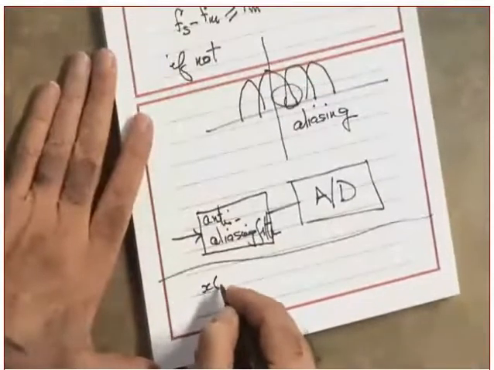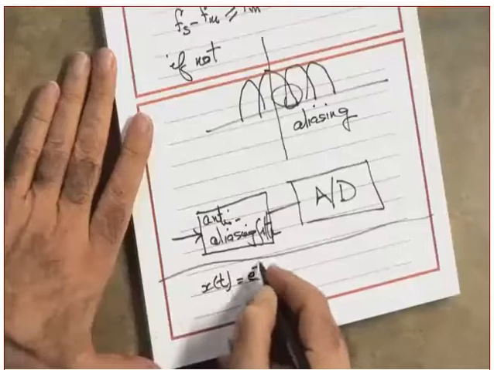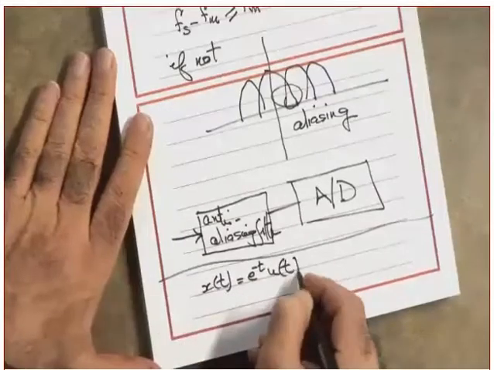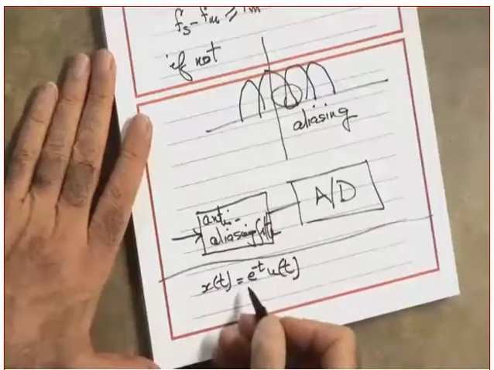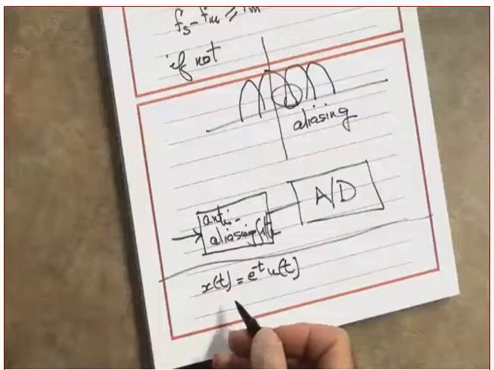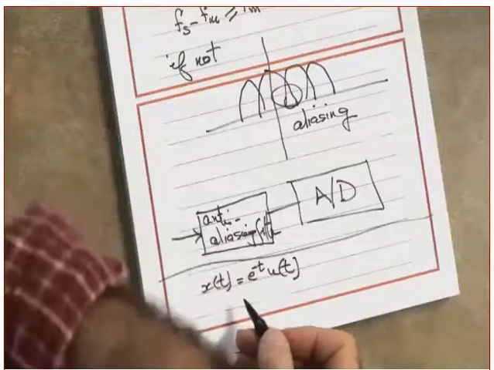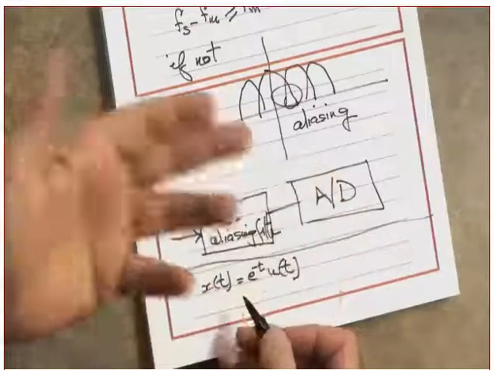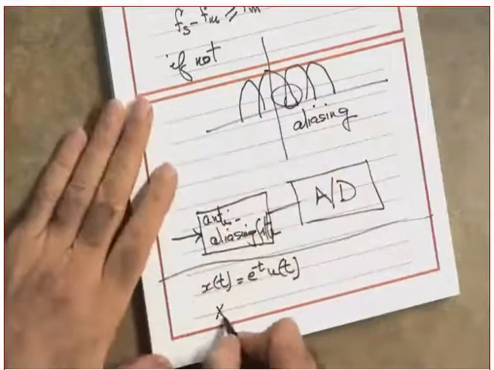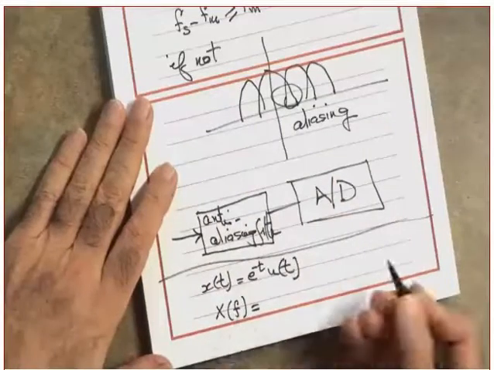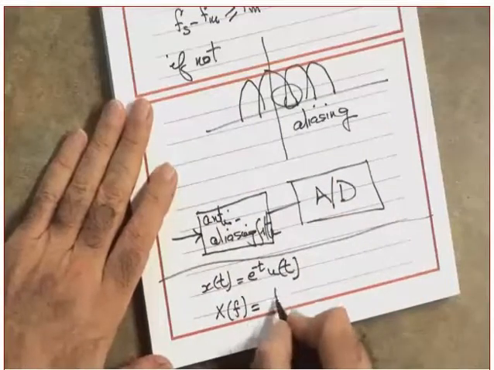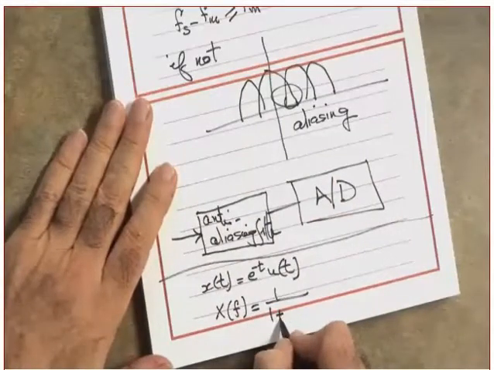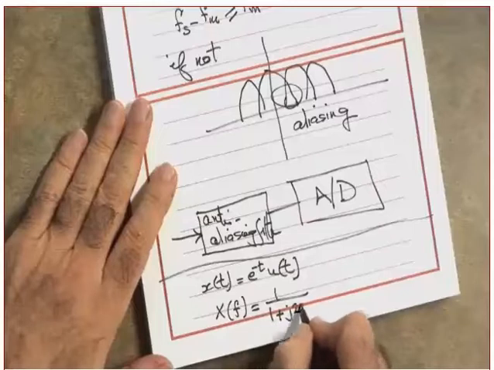If I have x of t equal to what? e to the minus t, u of t. Is this band or time unlimited? It goes from where to where? 0 all the way to what? Infinity. Yes? Do you remember what is X of f? 1 over 1 plus j 2 pi f.